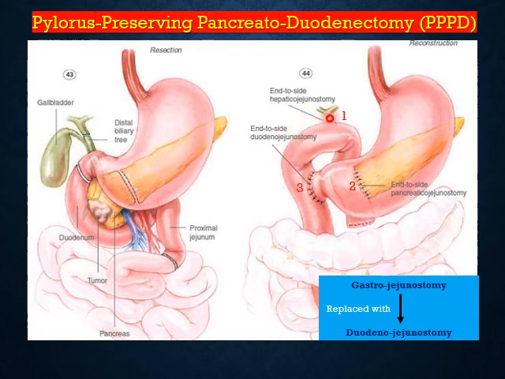Okay, the first one here is the choledochojejunostomy. Second one is the pancreatojejunostomy. And the third one, instead of the gastrojejunostomy, what is done is a duodenojejunostomy. This is to prevent the reflux of duodenal contents into the stomach because the pyloric sphincter is preserved. So the main difference is the gastrojejunostomy is replaced with a duodenojejunostomy to reduce the incidence of reflux.